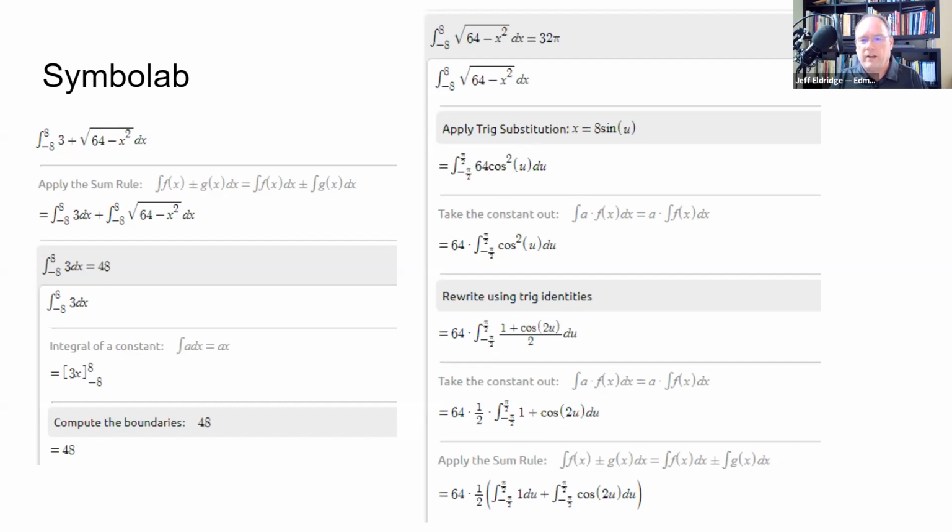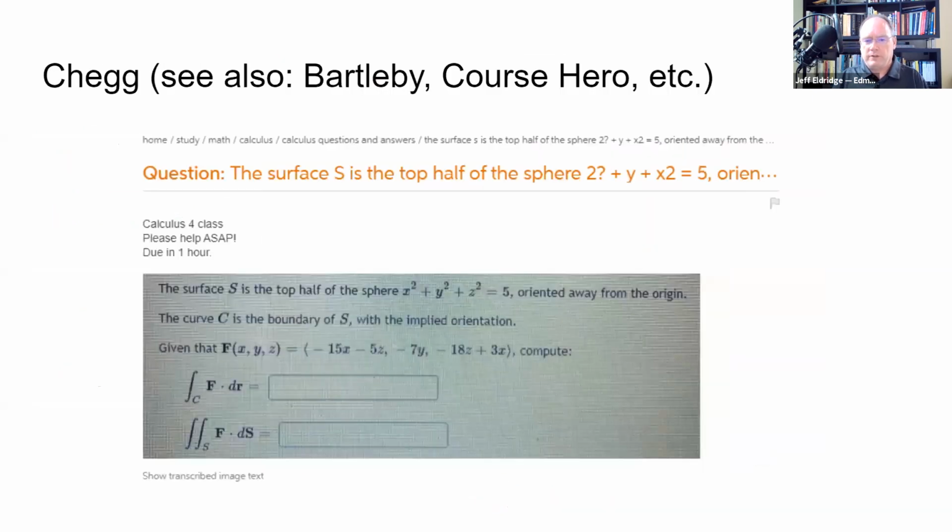Wolfram Alpha would fit into this category too. It charges to show the steps, but I haven't had as many students using Wolfram Alpha because it costs more. And then the third category is probably the most insidious.